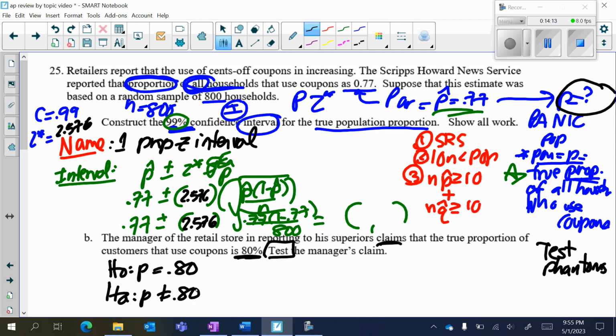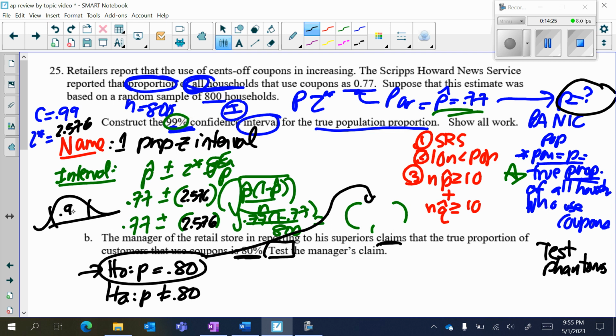Now again, if the null, the 80, is in this interval, you cannot reject it. You fail to reject the null. But if the null is not in the interval, it would be in the tails. And remember, if it's in the tail, the P is low because the tail in this case would be less than 1%. So you would reject the null and you would say that you have enough evidence for the alternative hypothesis.